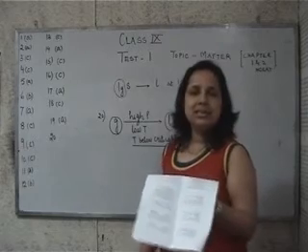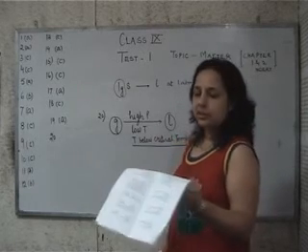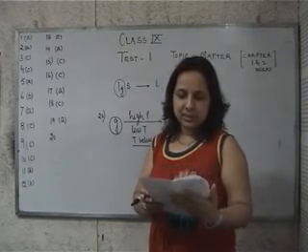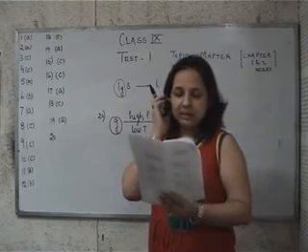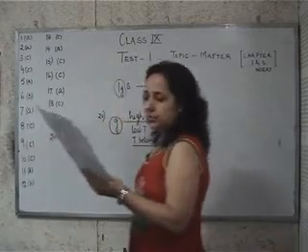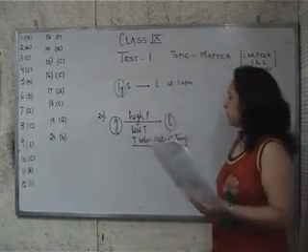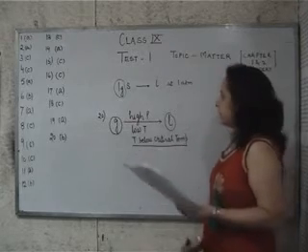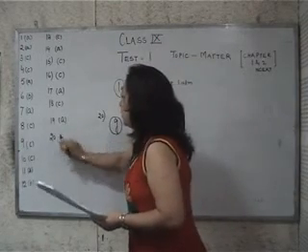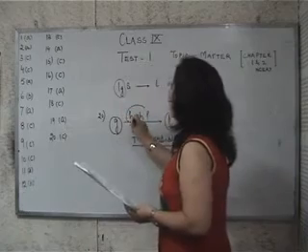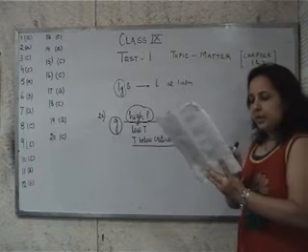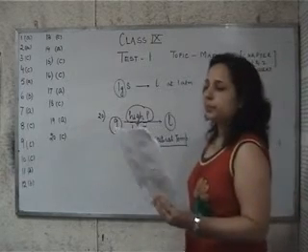Your options are increasing temperature, not correct. Decreasing pressure, that means low pressure is created, not the answer. Increasing pressure, that is the answer. Both A and C, again not the answer. The option is high pressure, that is option C. 20th question, the option is C.